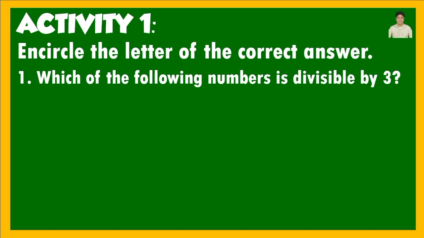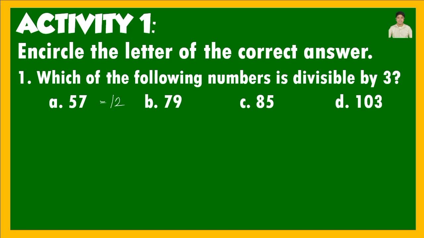So yung rule natin sa divisibility by 3, kailangan kapag in-add natin yung mga digits, divisible by 3 or a multiple of 3. So let us have the choices. Letter A, 57. Letter B, 79. Letter C, 85. Letter D, 103. Okay, so if we're going to add the digits of option A, which is 57, we'll get 12.